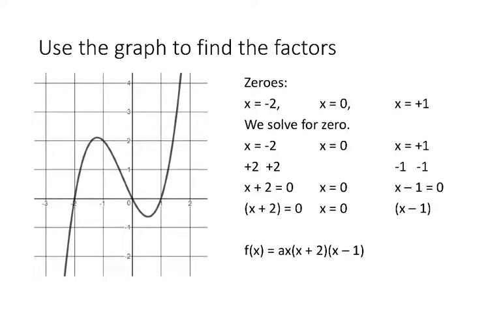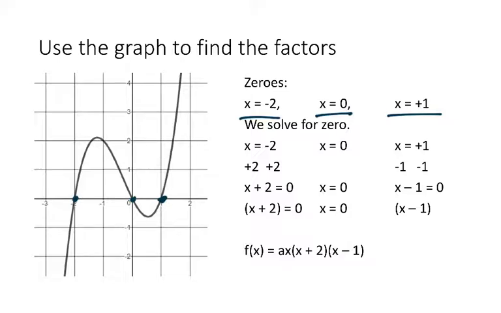Looking at the graph, where's the 0? Well, there's a 0 here, there's a 0 here, and there's a 0 here. So that means, what are my zeros? Well, the first one is x equals -2. The next one is x equals 0. And the third one is x equals +1.